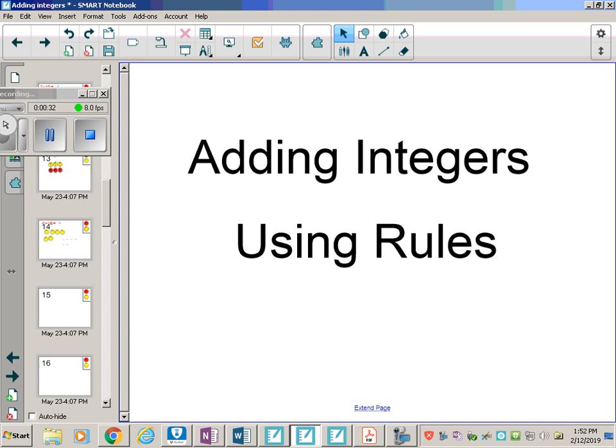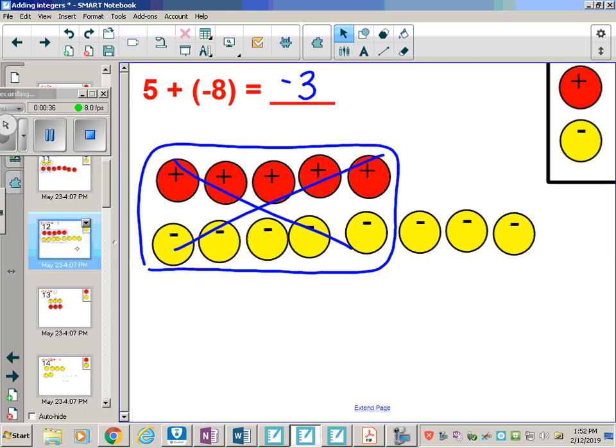Hopefully you started to see some patterns with this. What we're really doing is looking at a problem like 5 plus negative 8. Because the signs of those two numbers are different, one positive and one negative, we want to say, which do we have more of, positives or negatives? In this case, we have more negatives because we have 8 negatives and only 5 positives. How many more? 3. So our answer is negative 3, because there are 3 more negatives than positives.